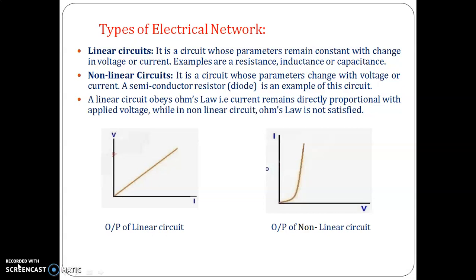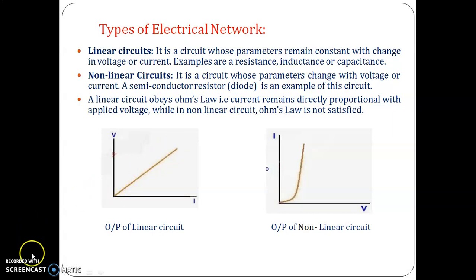So this is an example of the linear circuit. The examples are resistance, inductance, capacitance. See the graph here. This is nothing but the output of a linear circuit. Whenever your voltage increases, your current also increases, but it increases in a linear fashion. That is, it keeps on increasing like a straight line. So it resembles a linear circuit.